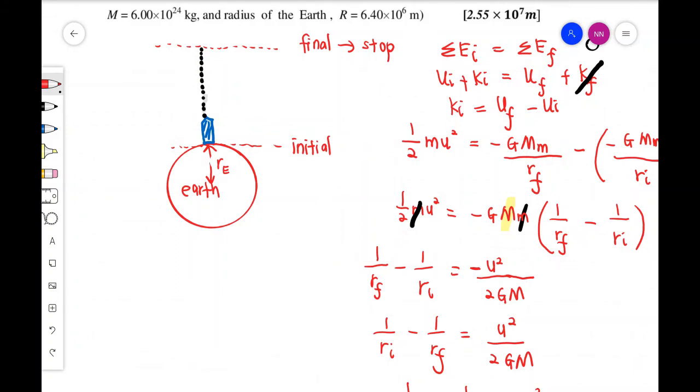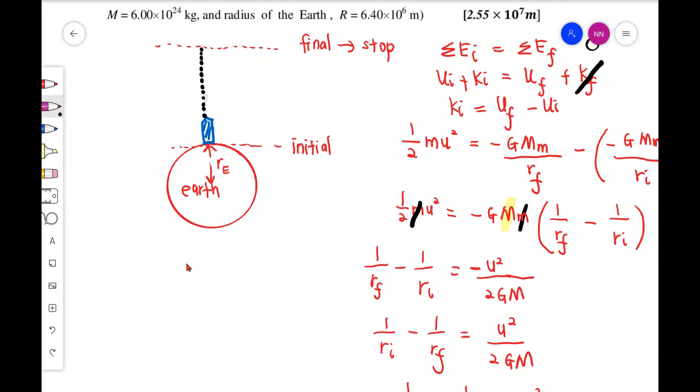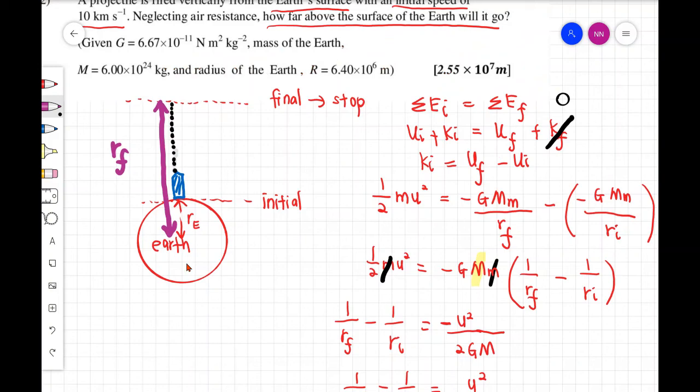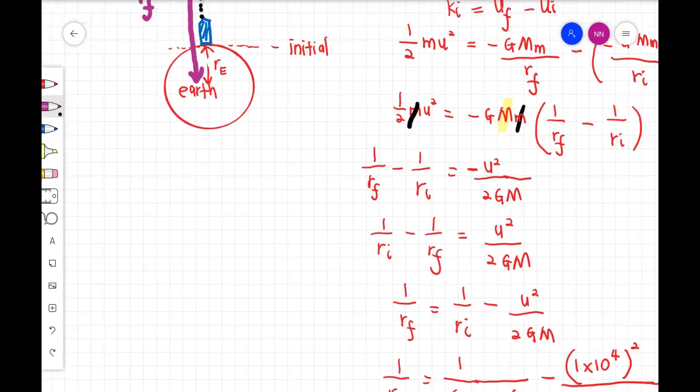Yang mana nilai RF ni, dia sampai center. RF ni adalah sehingga center of Earth. Soalan dia nak how far above the surface of Earth. So dia nak cari H lah. Soalan dia nak cari H. Okay, so kita boleh cari H, tak ada masalah.